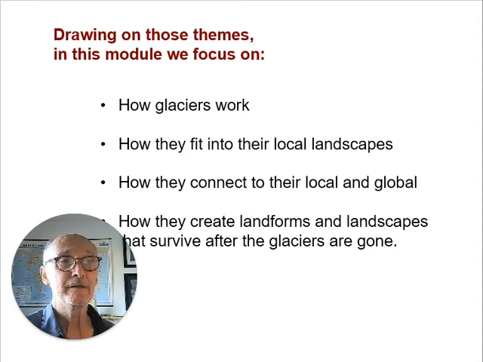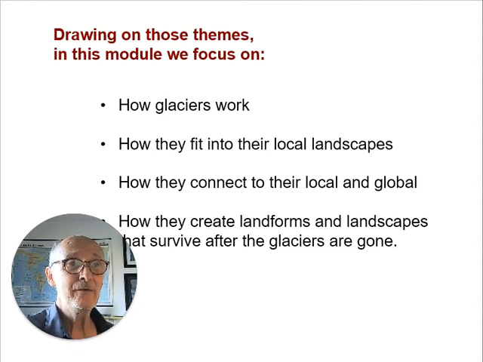How do glaciers fit into their local landscape, but also how do they connect to their global landscapes? How do they fit locally and globally? And finally, how do they create specific landforms and regional landscapes, assemblages of landforms that survive after the glaciers are gone? So we're looking at the glaciers, we're looking at their connection to the global and local system, and we're looking at the ways in which glaciers create landforms and landscapes.